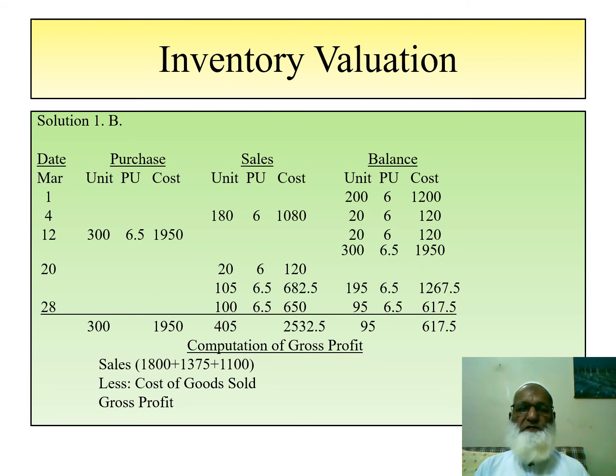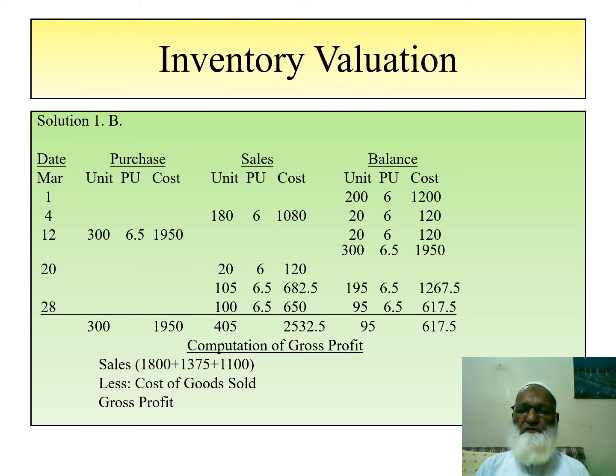Total purchases were 300 units, 1950, and total sales are 405 units. If we add up the cost, 2532.5, this is the cost of the goods sold. 405 units sold, and this is the total cost, not the sale price. This is the cost of goods sold, and 95 units are left with us, costing 617.5.